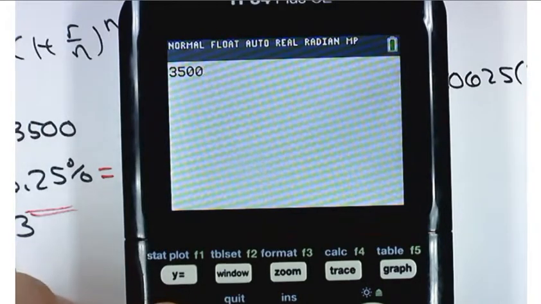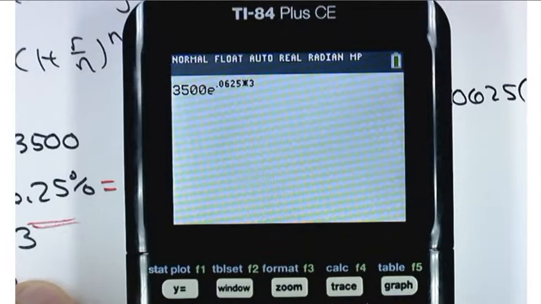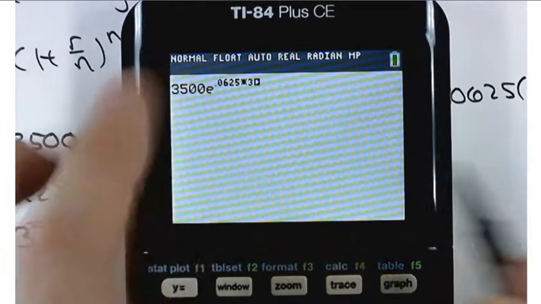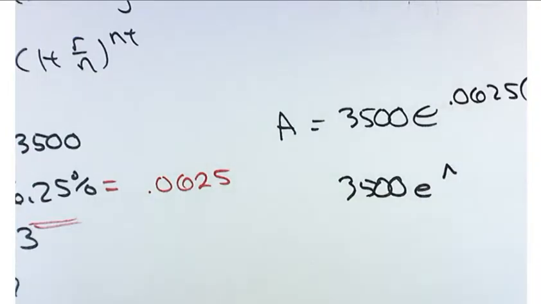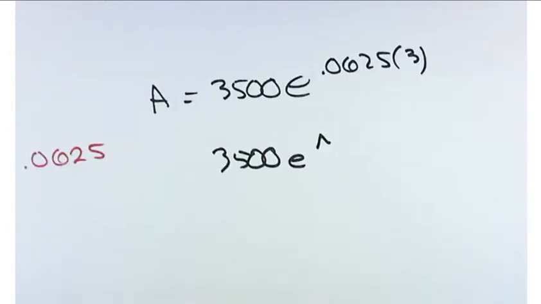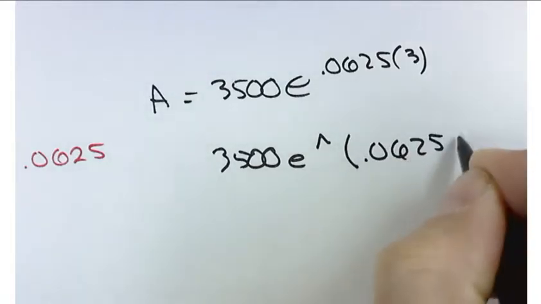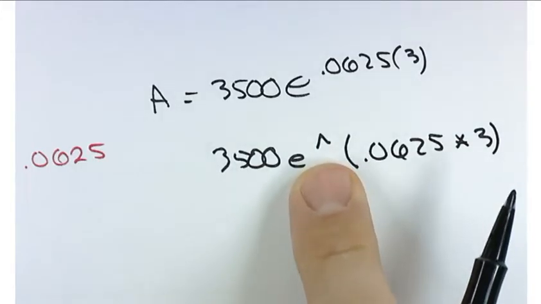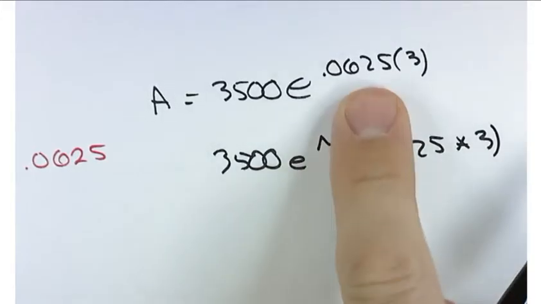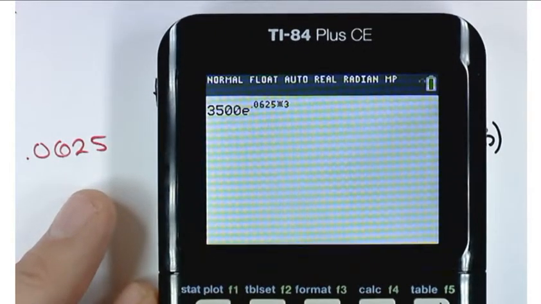Second ln. And then we want 0.0625 times 3. Now, if when you do the second ln, it gives you something like this, 3,500 e caret, and it doesn't give you a nice exponent, then what you're going to need to do is type a left parenthesis 0.0625 times 3. So if you get that caret, then you need to use parentheses. If you don't, good, your operating system's up to date. You should just be able to press enter at this point.